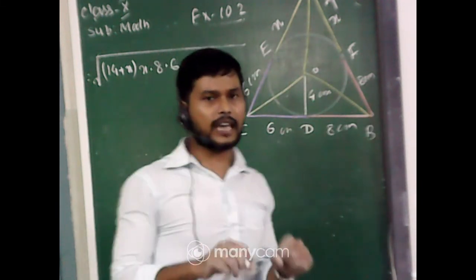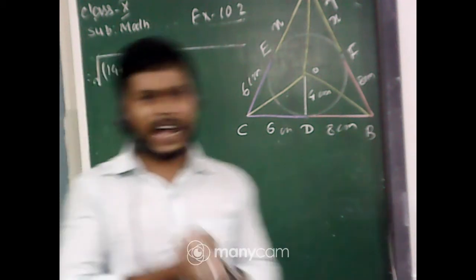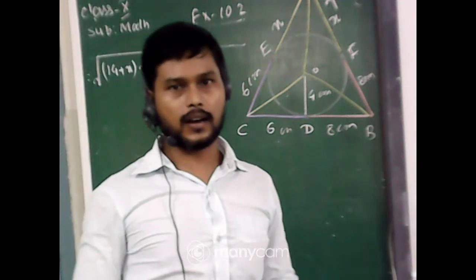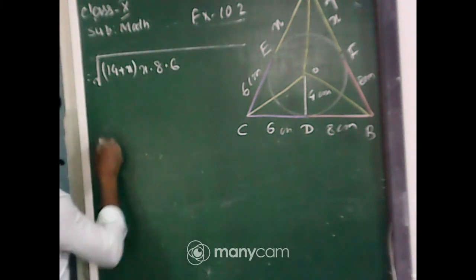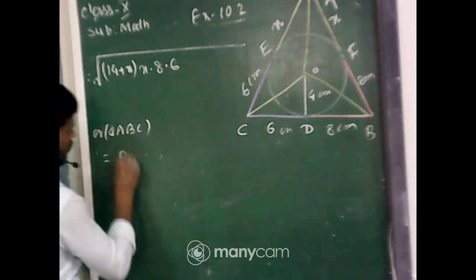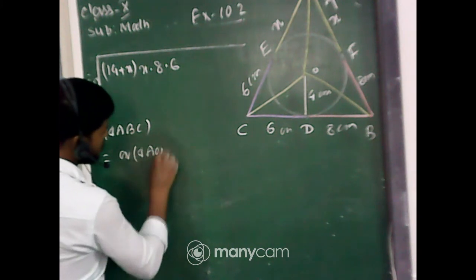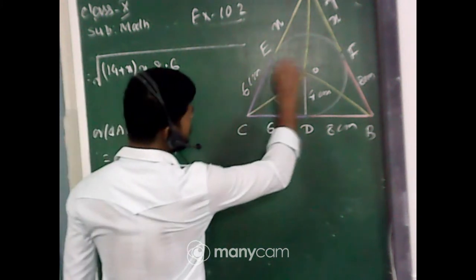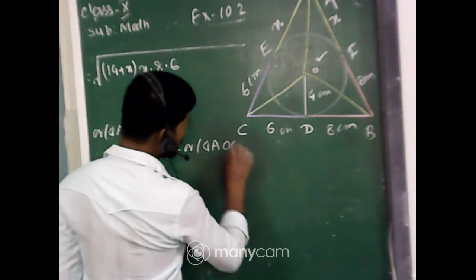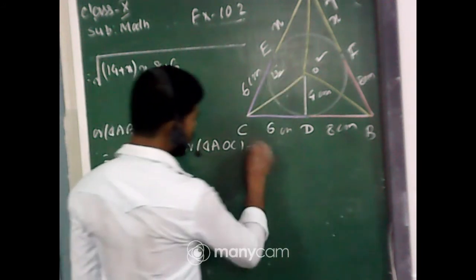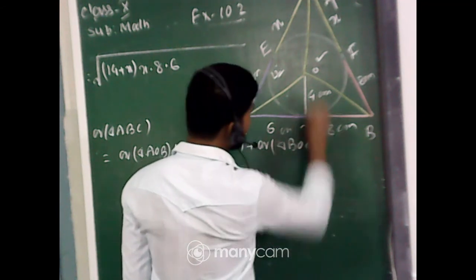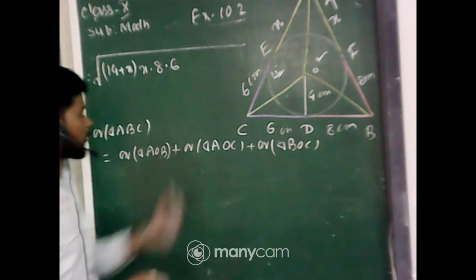So we'll find out the area of these three triangles, and if I add the area of the three triangles, you have the area of the total triangle ABC. So we can write that the area of the triangle ABC is equal to the area of the triangle AOB plus, means area of this triangle, plus the area of the triangle AOC, means area of this triangle, plus the area of the triangle BOC, means area of this triangle. Okay, so let's find out the area.